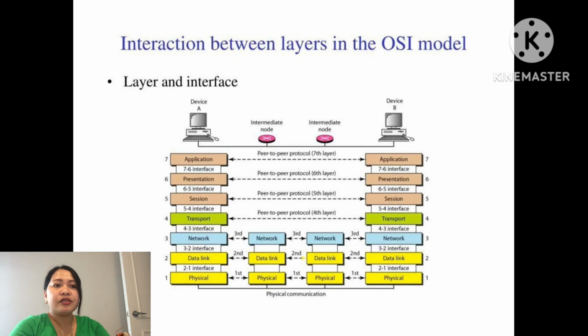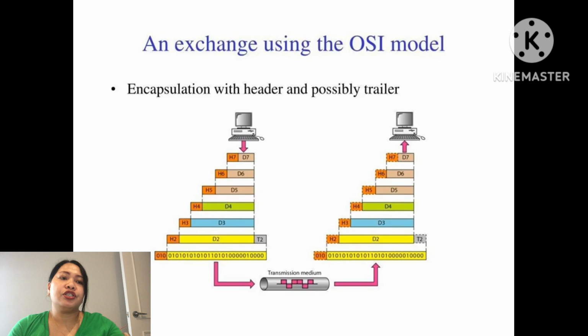Interaction between layers in the OSI model, also layers and interfaces. You can see the examples of layers and interfaces in the pictures. Exchange using the OSI model. Encapsulation with the headers and possible trailer. See the example in the pictures.